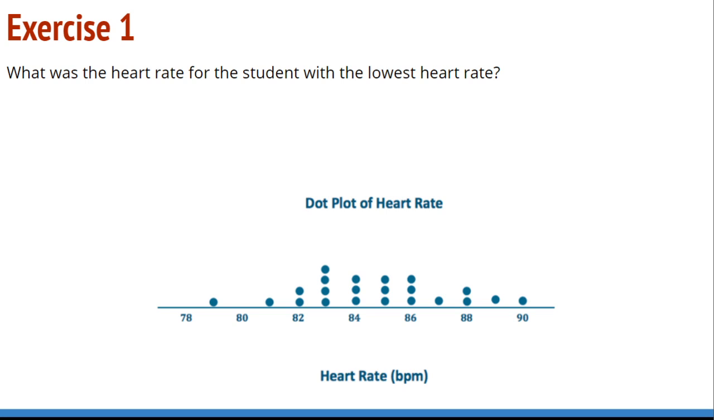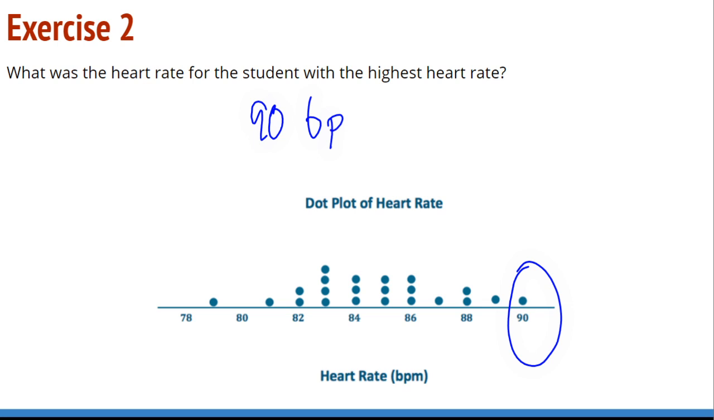Okay, now we're going to just use the dot plot to answer a few very basic questions here. For example, what was the heart rate for the student with the lowest heart rate? You'd want to pause the video, answer the question, and then compare. And hopefully you came up with an answer of 79 BPM. Right here is my lowest heart rate. Exercise 2, what was the heart rate for the student with the highest heart rate? Well, that's over here, that's 90 BPM.